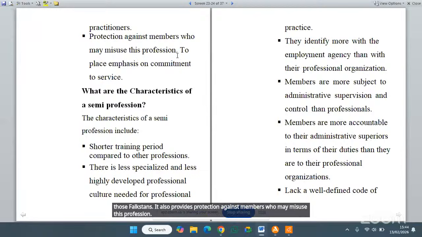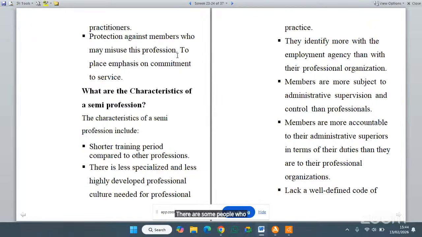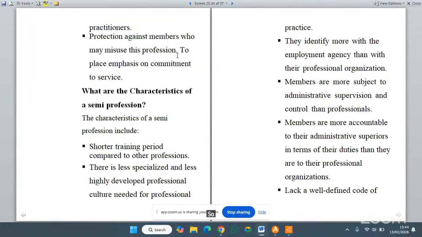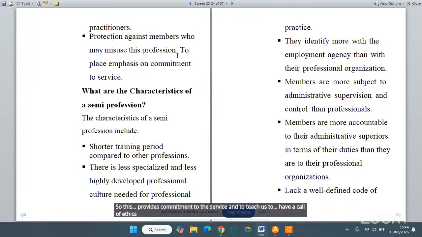There are some people who may also lack the ethics. So the code of ethics provides guidelines, a standard of ethical practice that all professions must subscribe to. So this provides commitment to the service, and the teachers too have a code of ethics that they should subscribe to.